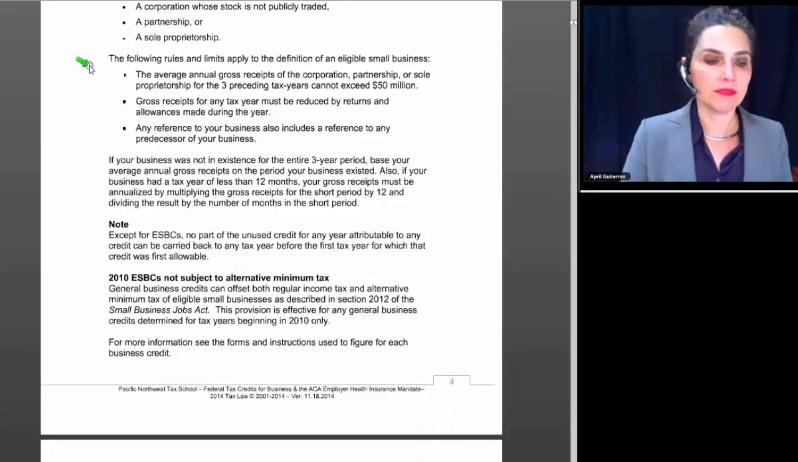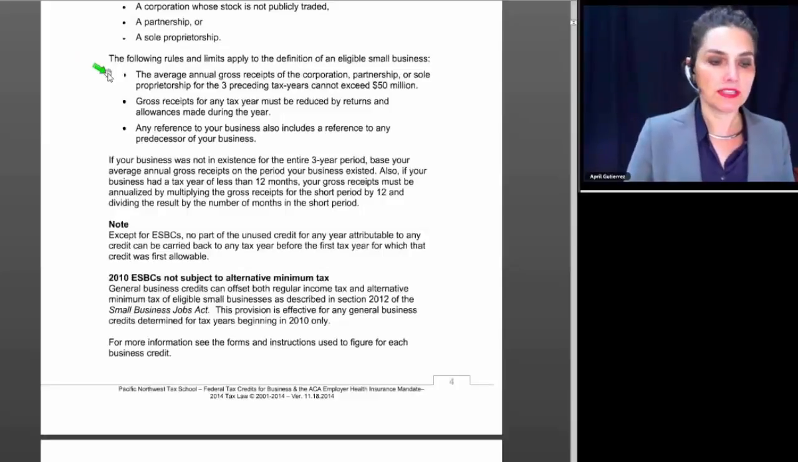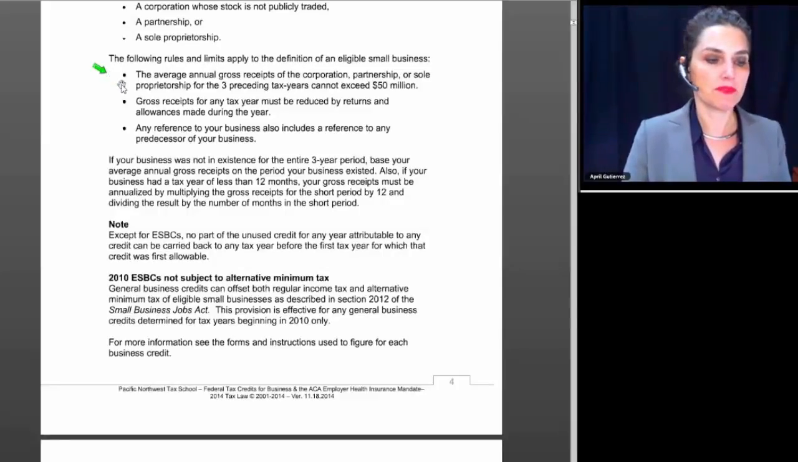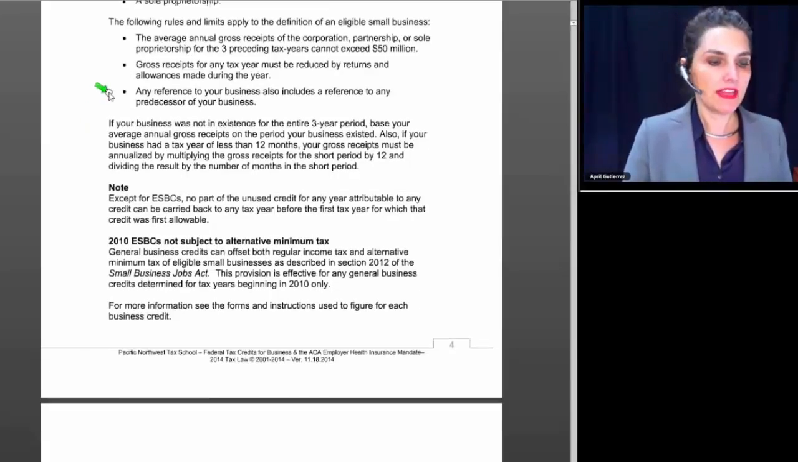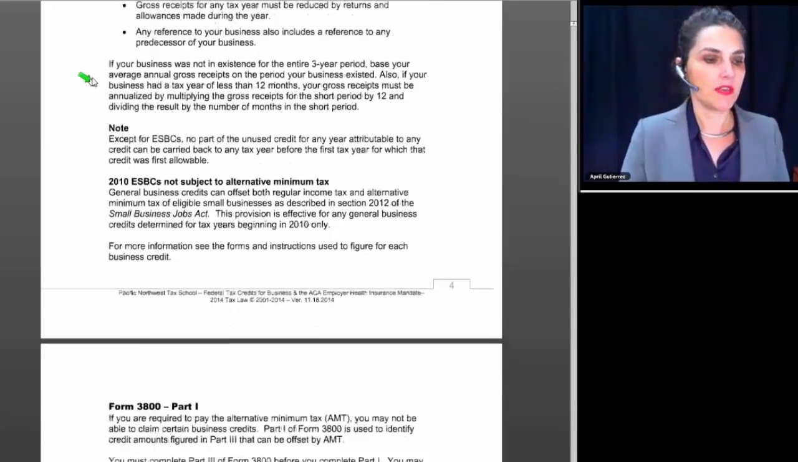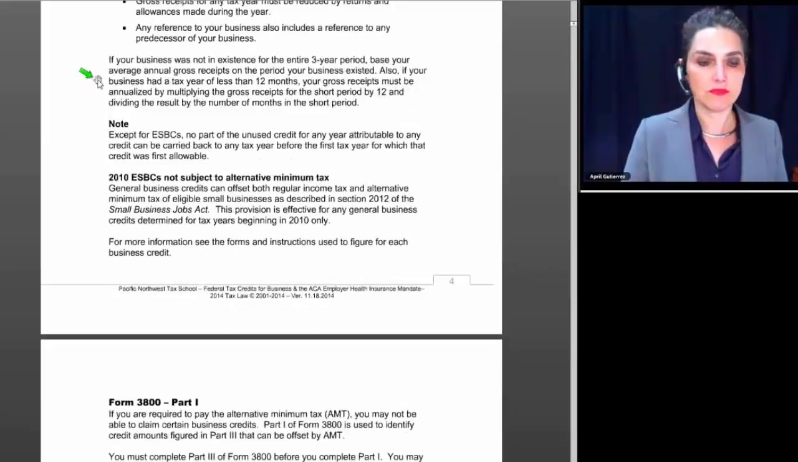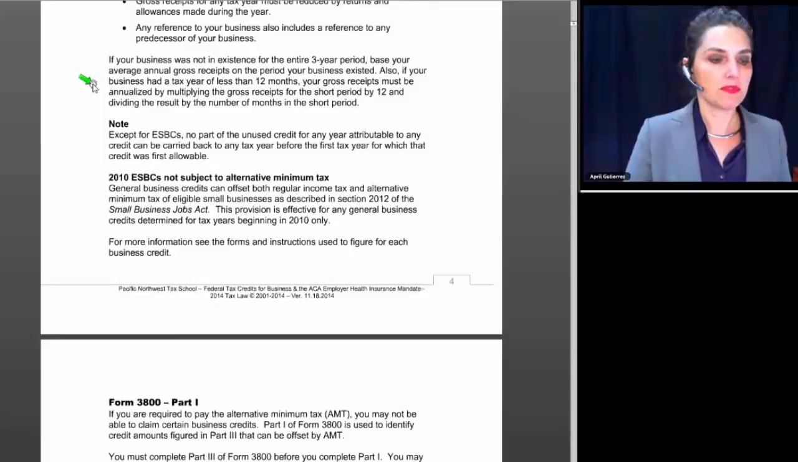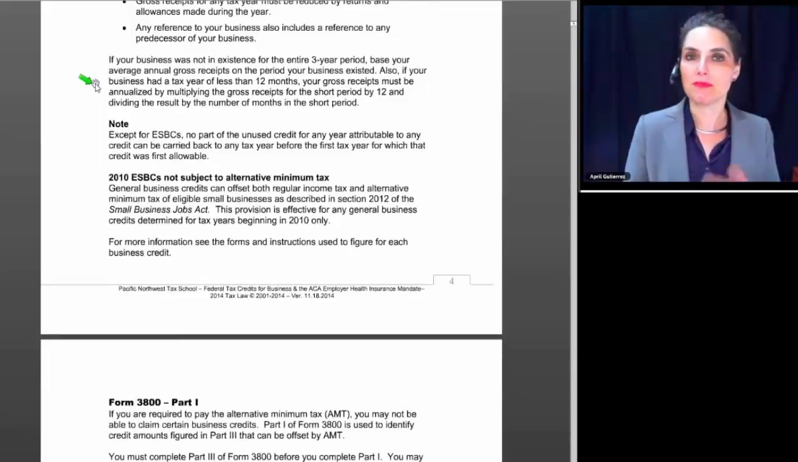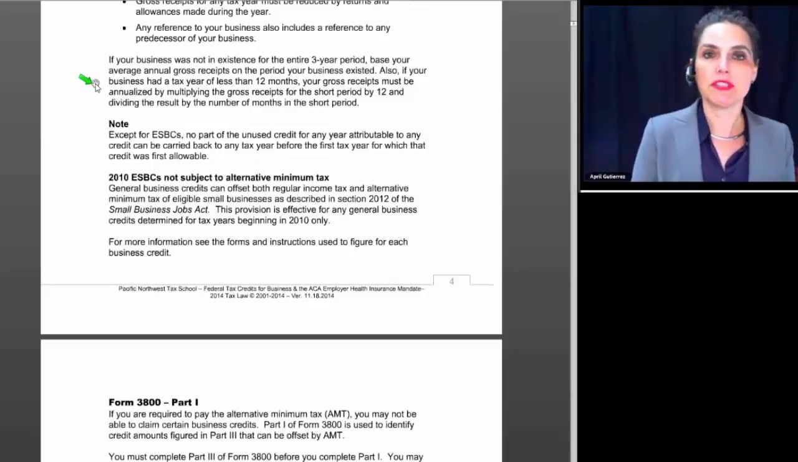The following rules and limits apply to the definition of an eligible small business. The average annual gross receipts of the corporation, partnership, or sole proprietorship for the preceding 3 years cannot exceed $50 million. Gross receipts for any tax year must be reduced by returns and allowances made during the year, and any reference to your business also includes a reference to any predecessor of your business. If your business was not in existence for the entire 3-year period, base your average annual gross receipts on the period your business existed. Also, if your business had a tax year less than 12 months, your receipts must be annualized by multiplying the gross receipts for the short period by 12 and then dividing the result by the number of months in the short period.